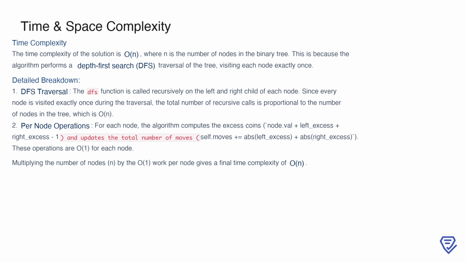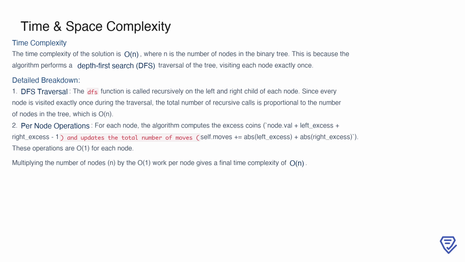The time complexity of our solution is O(n), where n represents the number of nodes in the binary tree. This is because we use a depth-first search, or DFS, to traverse the tree, visiting each node exactly once. Let's break this down further. First, the DFS traversal ensures that the DFS function is called recursively on both the left and right child of every node. Since every node is visited exactly 1 time across the traversal, the total number of recursive calls corresponds directly to the number of nodes in the tree, which gives us O(n).